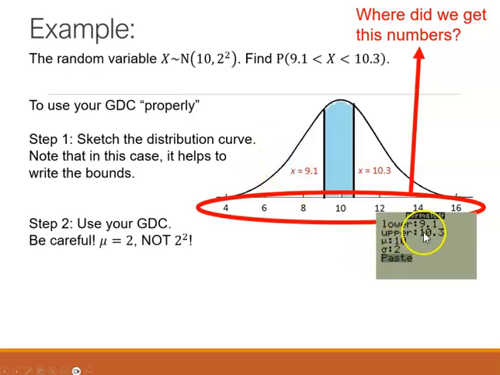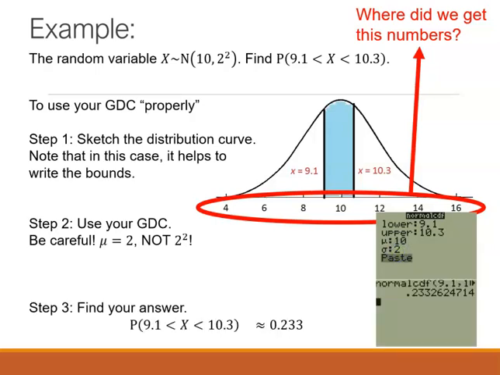So using my calculator, lower is 9.1, upper is 10.3, the mean is 10, and the standard deviation is 2. Be careful when you write down our normal distribution, write it as mean comma variance, the standard deviation squared. You have to make sure when you enter it in your calculator, you're including the standard deviation, not the variance. It's a common mistake. So when we grind that through, we get about 23%.